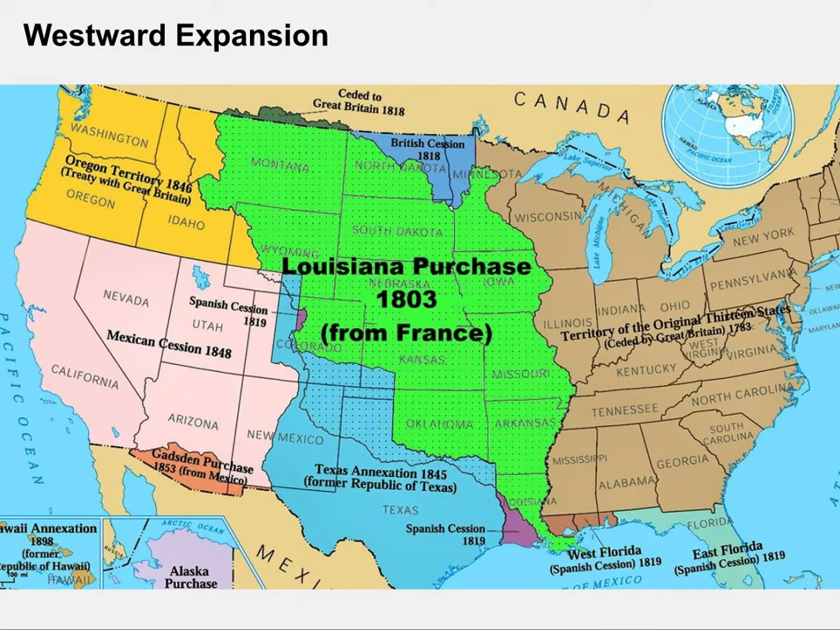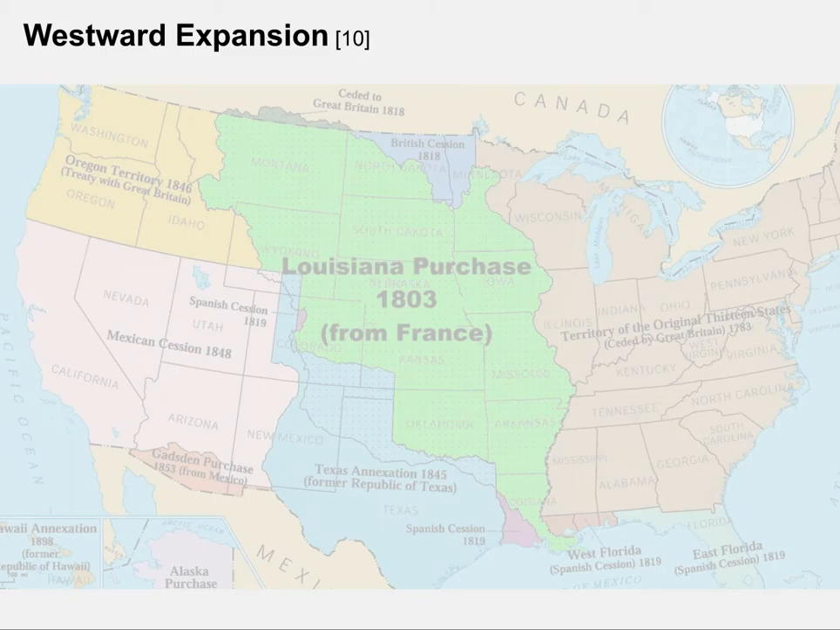So with westward expansion, that was the market revolution, just a map of westward expansion. Remember, the colonies were here. After the American Revolution, the United States got all the territory basically east of the Mississippi. Then there was the Louisiana Purchase, and then in 1819 we're going to get Florida. Then you can see the dates down here in the 1840s, the rest of America. So westward expansion.